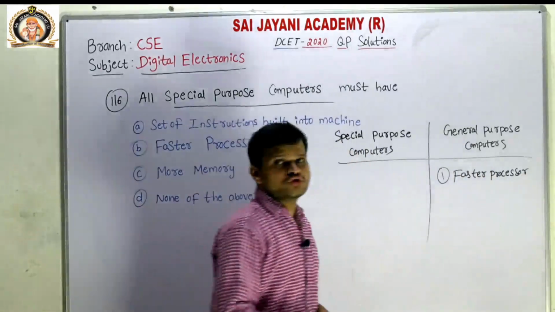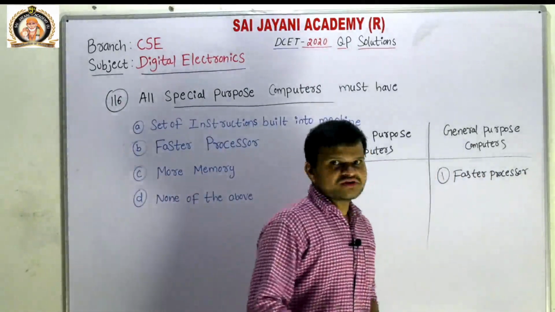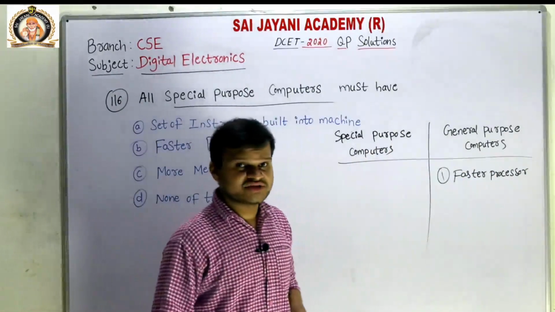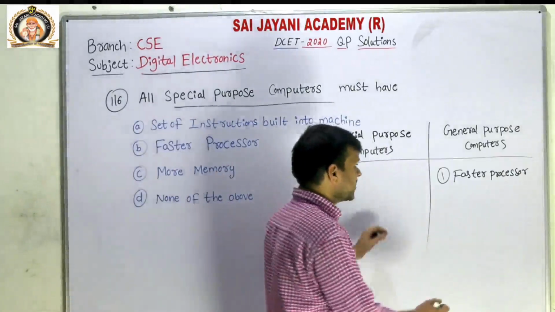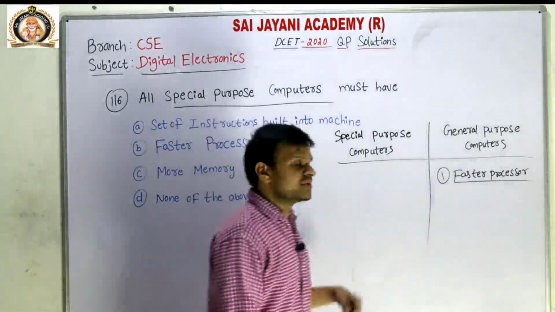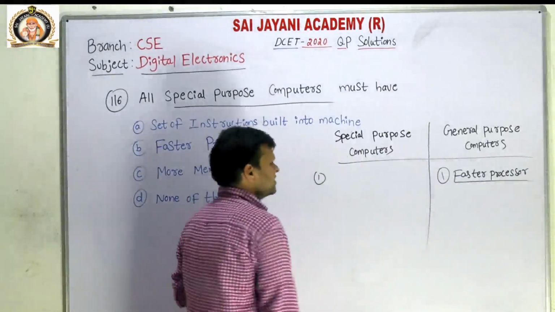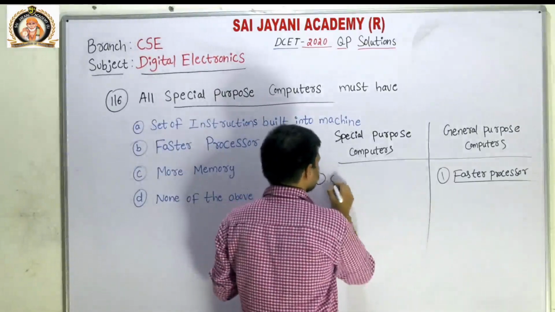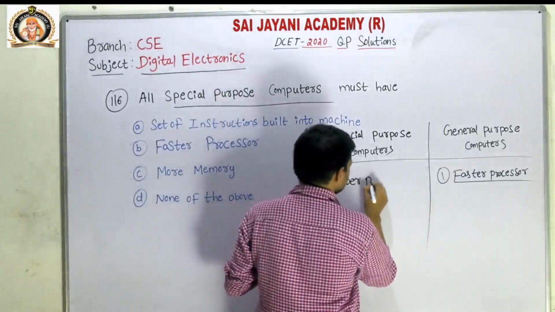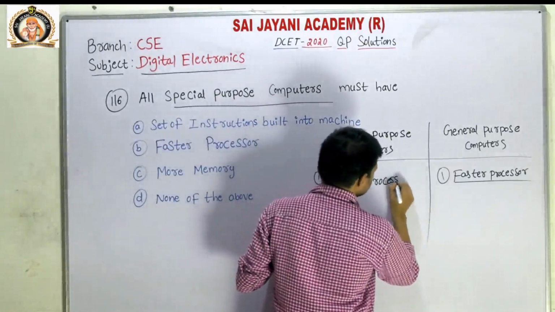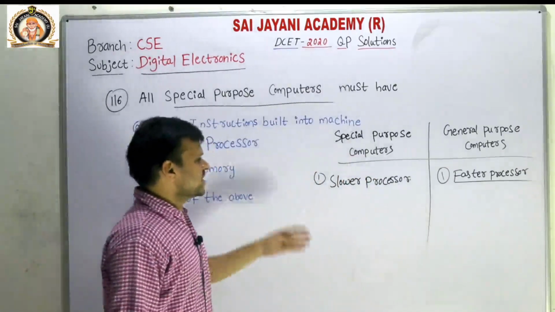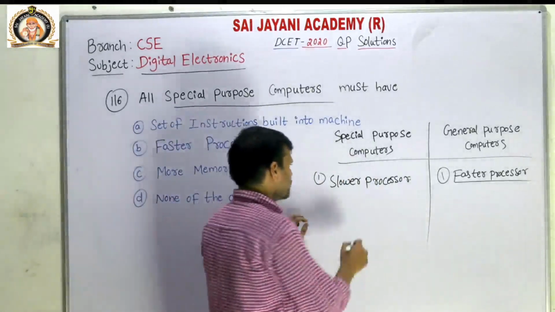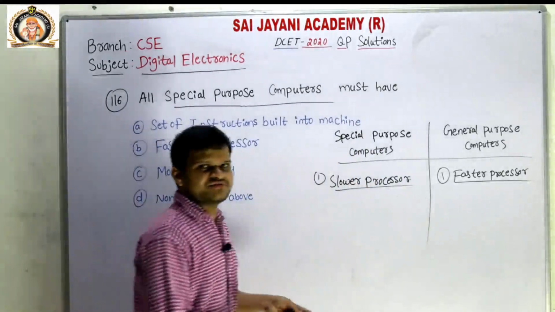Why? Because general purpose computers have to do many functions. In order to do many functions, they require a faster processor. But in the case of special purpose computers, they require a medium speed processor, which we can also call a slower processor, and that is sufficient. Why? Because special purpose computers are mainly designed to perform a special purpose only. So a slower or medium speed processor is sufficient.